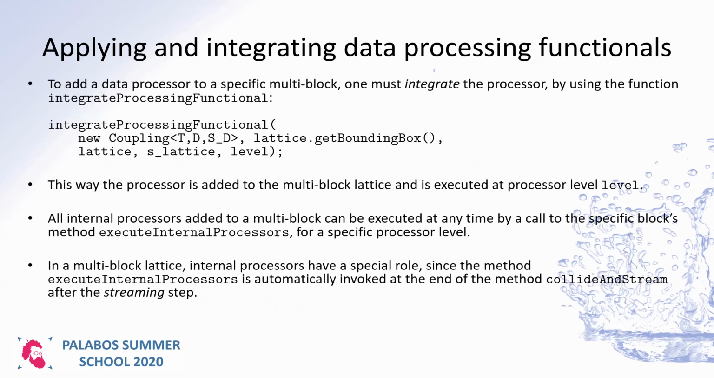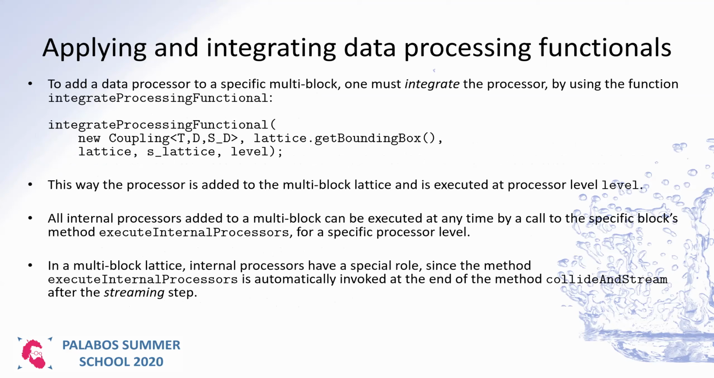So the second command which I'm teaching you is integrate processing functional. It has essentially the same arguments as apply processing functional, but it just attaches your data processor to a multi-block. And then you can call it, execute it through this multi-block. There is one additional argument to integrate processing functional, which is called level. This is the processor level at which it is attached to a multi-block.